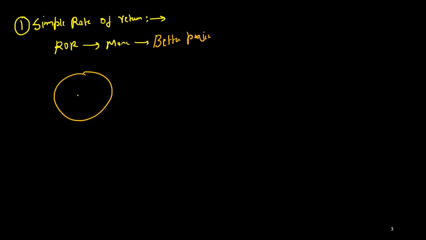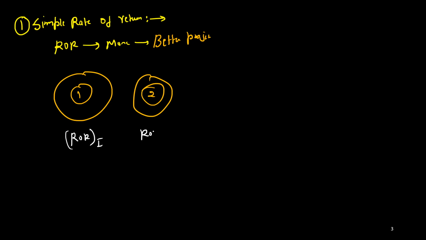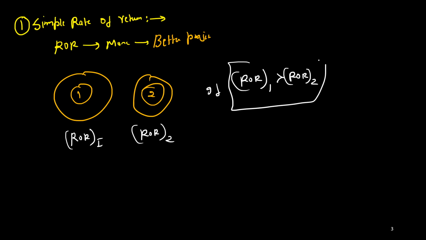So let's say we are having two projects, project one and project two. Now if I am calculating the rate of return here, rate of return is 1, and here you are calculating rate of return is 2. So if rate of return 1 is greater than your rate of return 2, then the first project will be the better one. So these kinds of questions can be asked.